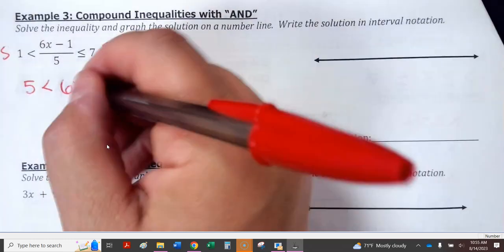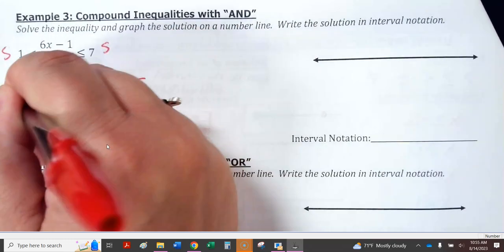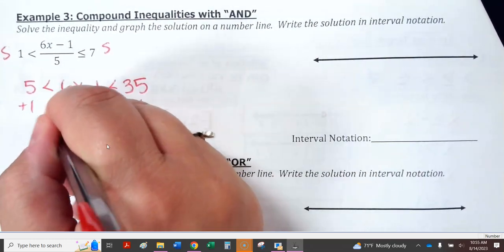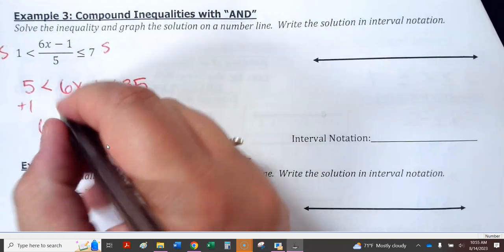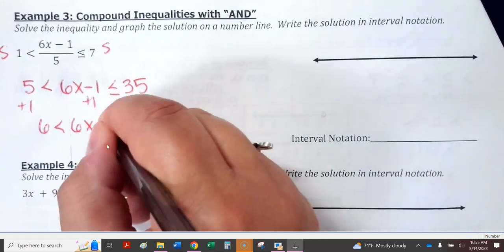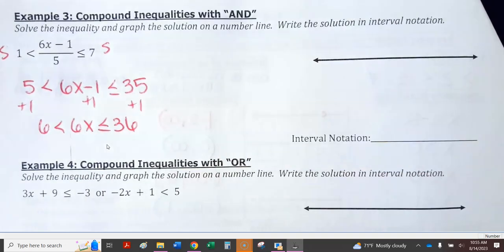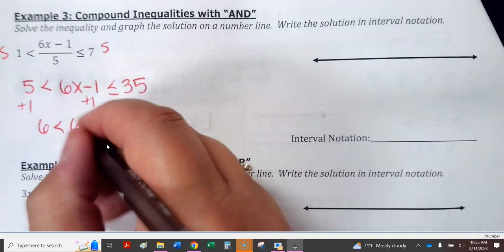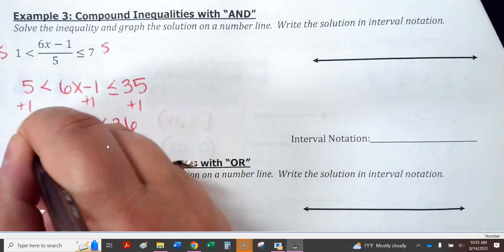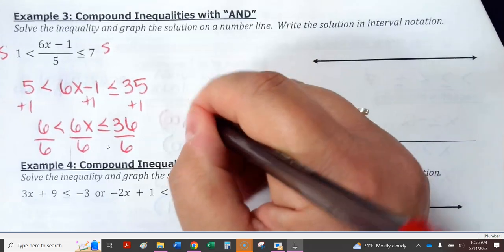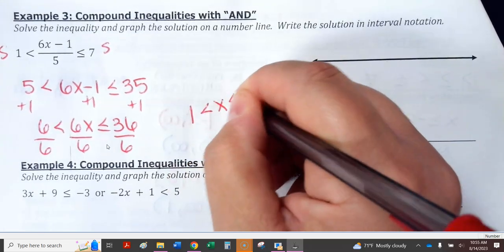There you go. We're just going to add 1 to all parts of that inequality. Again, I'm adding something, so I'm not dividing by a negative or anything. Our goal is just to get x by itself in the middle, so we're going to divide everybody by 6. All right, so we have 1 less than x less than or equal to 6.